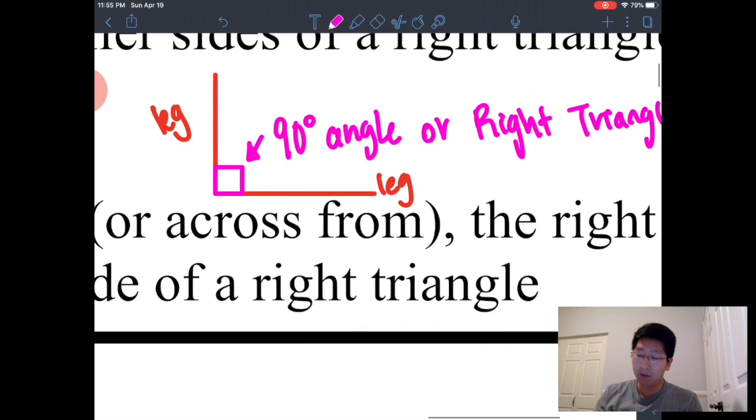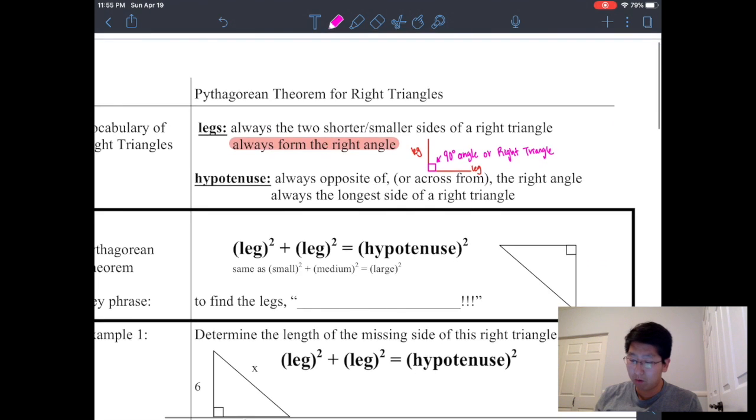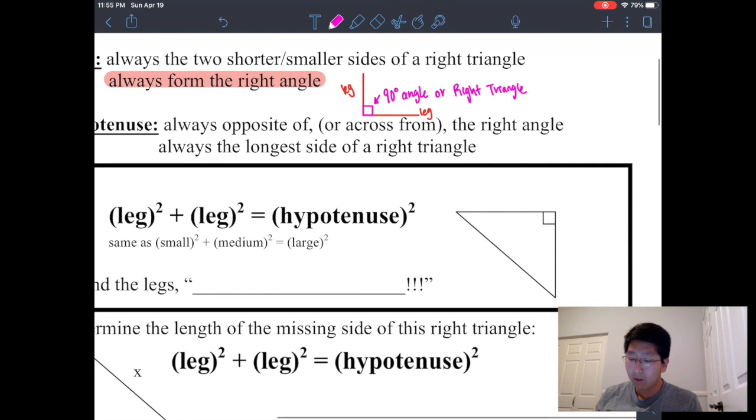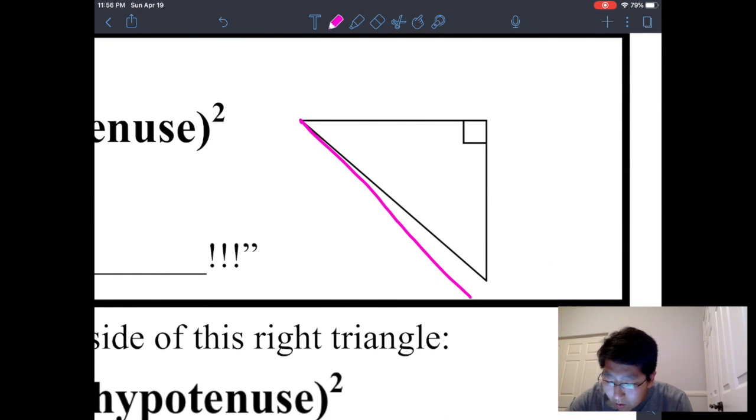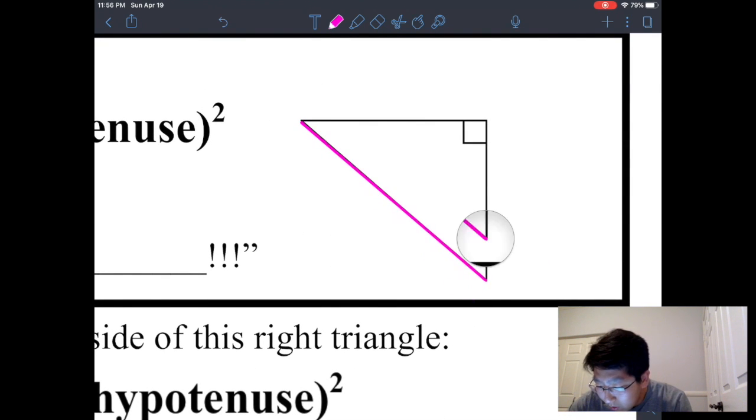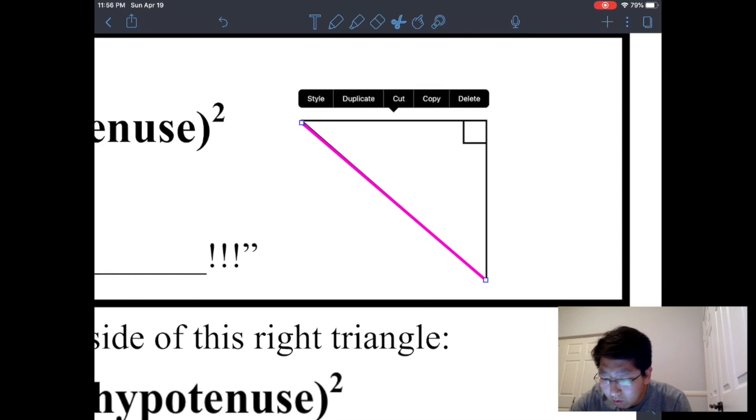So right here we have the right angle, right? In the pink, the hypotenuse is always going to be across. So actually I'm going to go down to this picture. And it's always going to be the longest side of the right triangle. So right here, this is the hypotenuse. Say hello to my little friend, hypotenuse.